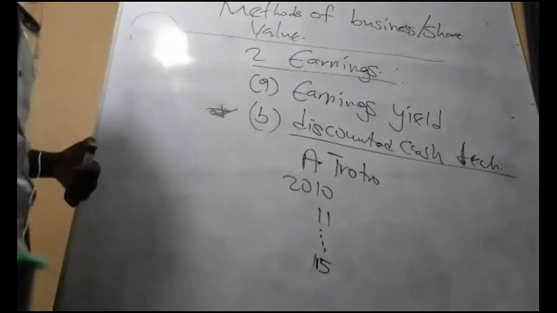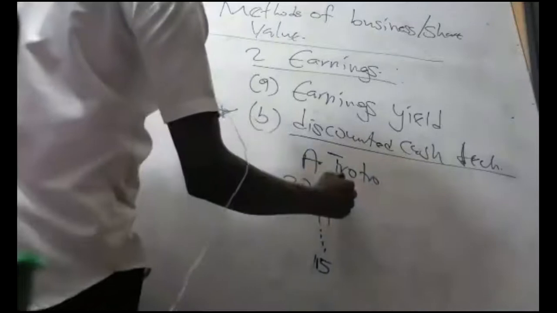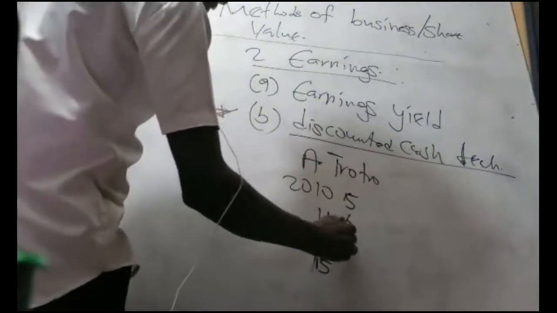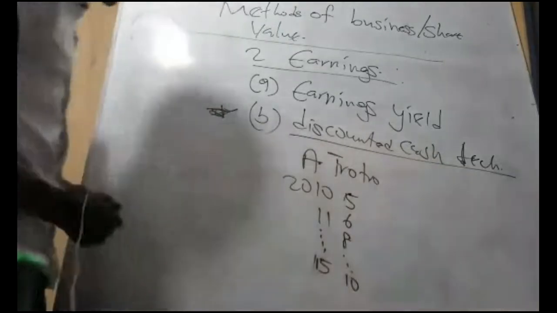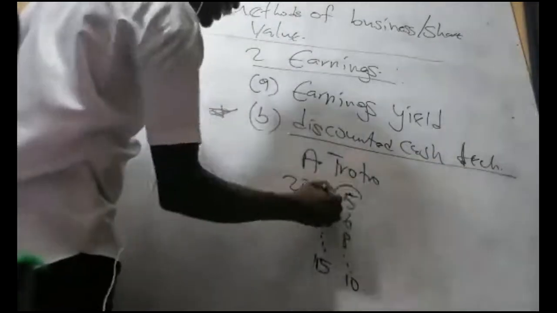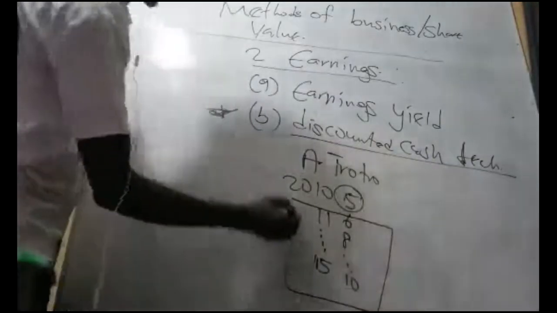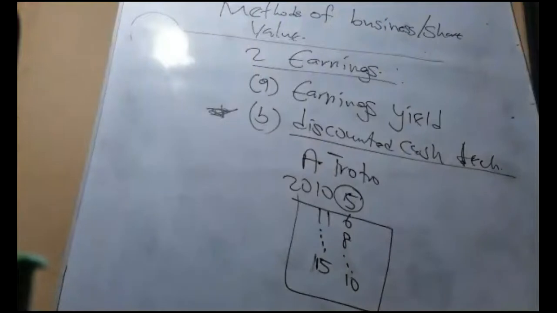So that is it. Now, we give you profit for 2010, maybe 5 cedis, 6 cedis, 8 cedis, up to maybe 10 Ghana cedis. Please do not pick this one, it's not part of the game. You have to pick this. But all I'm saying, I'll do it again, so do it for yourself. So that is discounted cash flow.